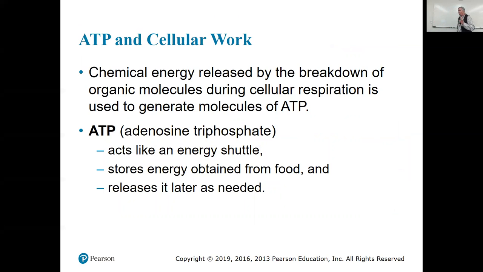So chemical energy released by the breakdown of organic molecules, our food molecules, during cellular respiration is used to generate molecules of ATP. Adenosine triphosphate acts like an energy shuttle, stores energy obtained from food, and releases it later if needed. Well, that stored energy obtained from food, that's kind of a misnomer. You don't have stored ATP. You don't store ATP. It's way too unstable a molecule. You use it right away. As soon as you make it, you pretty much use it right away before it breaks down. So that's a little misleading there. You really don't store energy as ATP. You release it and you break it down to do work.